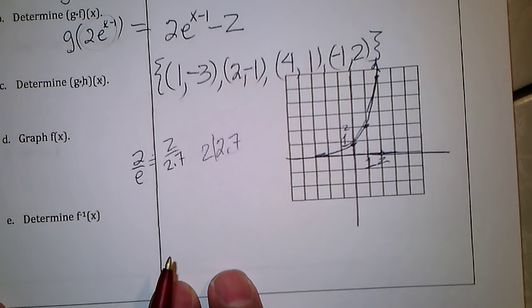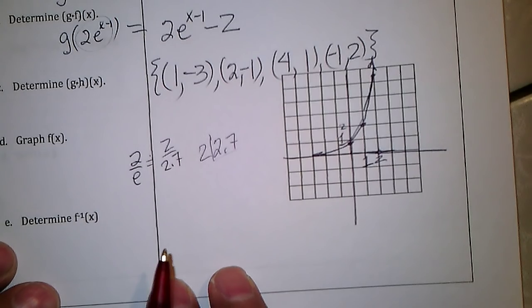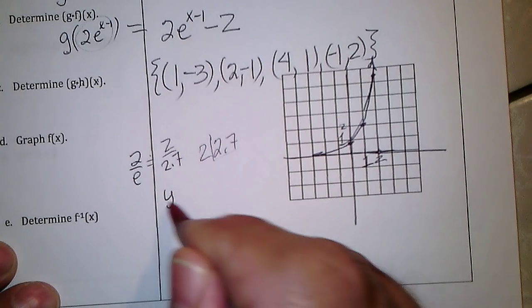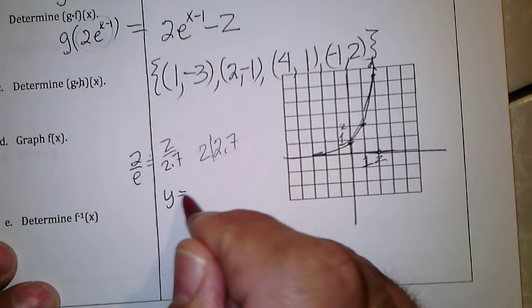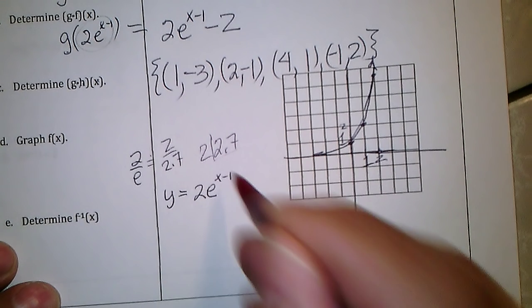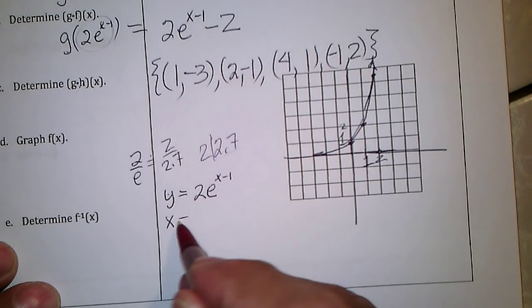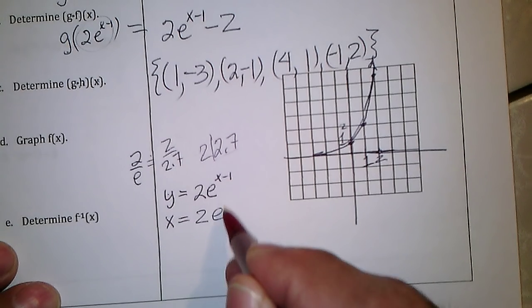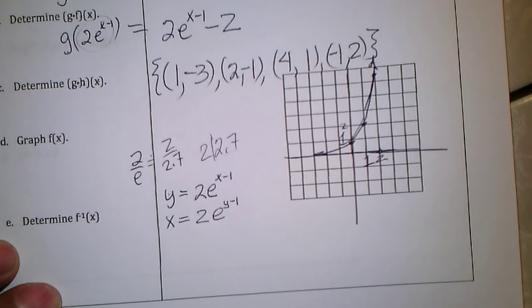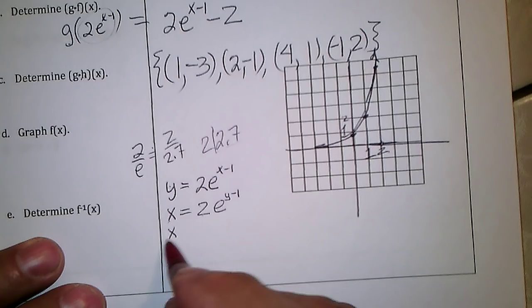Okay. F inverse of x. So I replace the f of x with y equals 2e to the x minus 1. Swap the y and x, so I get x equals 2e to the y minus 1. Divide by 2.